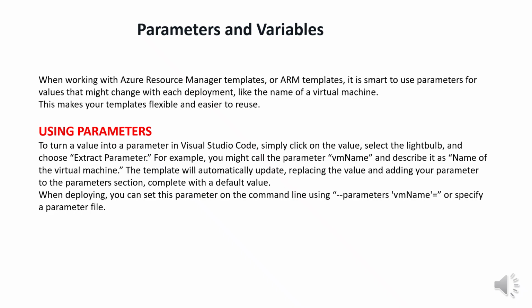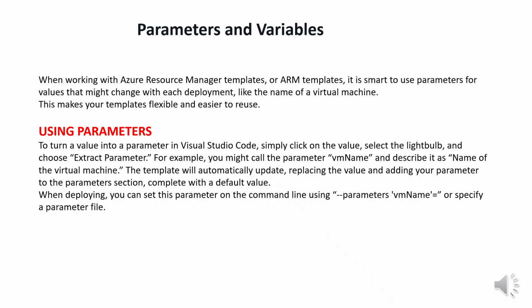To turn a value into a parameter in Visual Studio Code, simply click on the value, select the light bulb, and choose Extract Parameter. For example, you might call the parameter vmName and describe it as name of the virtual machine. The template will automatically update, replacing the value and adding your parameter to the Parameters section, complete with a default value. When deploying, you can set this parameter on the command line using --parameters vmName equals, or specify a parameter file.